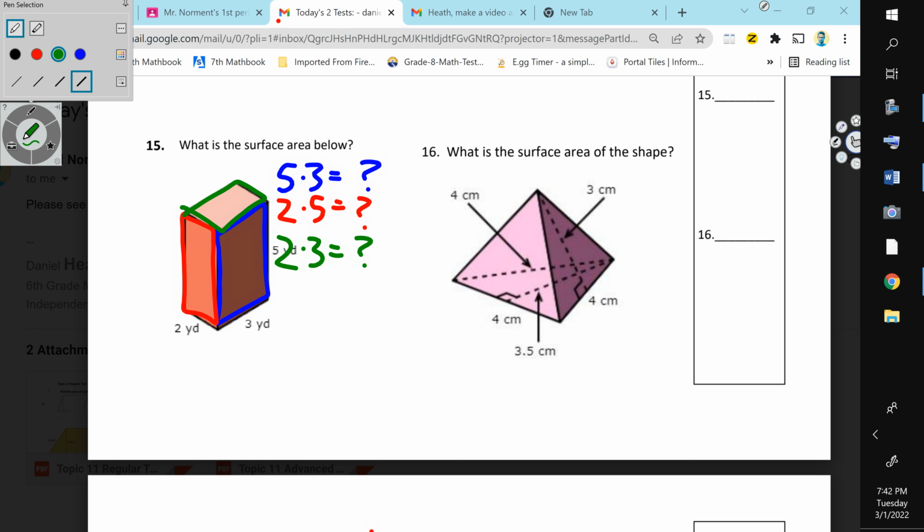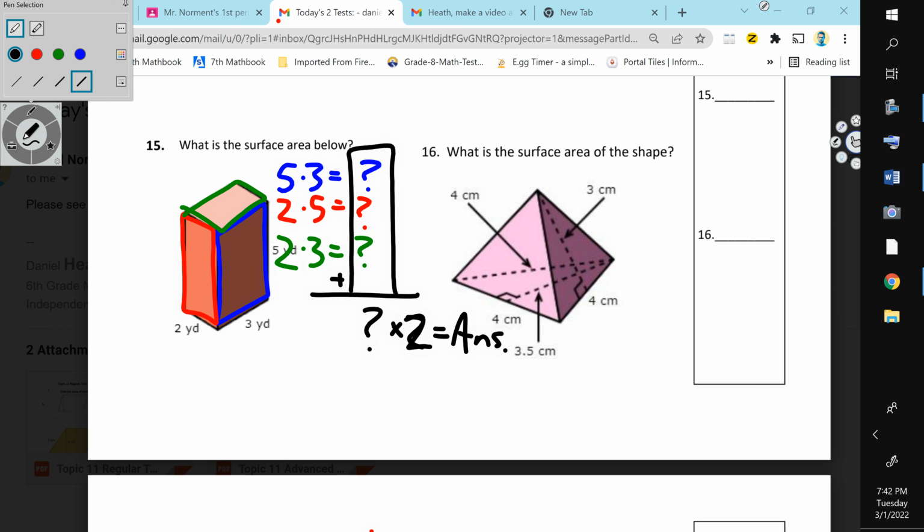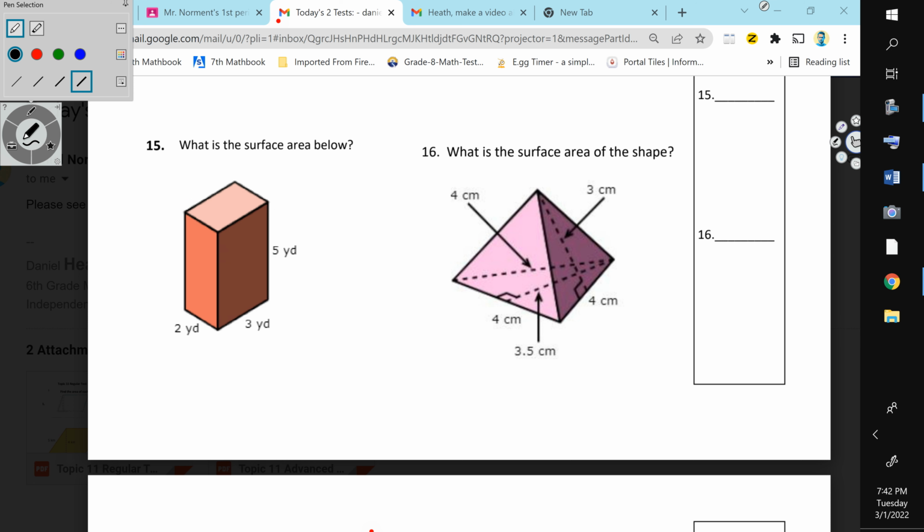Okay, so what I suggest you do is you add all 3 of these numbers together. And then whatever that is, just multiply it times 2 and you get the answer. Okay? Multiply it times 2 and that's going to give you the answer. Hope that helps. And then with this one, for number 16, I would suggest drawing a net.